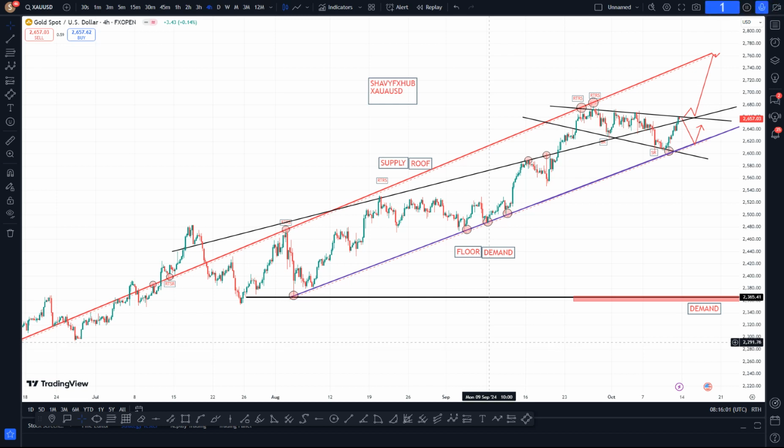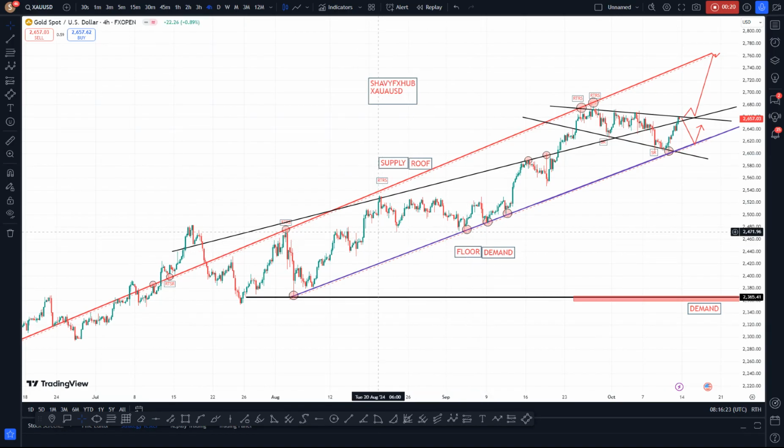We continue X-ray on XAUUSD. As it matters, every mistake counts. So we need to look in detail to see what price is doing. We are concerned about our supply roof. We are concerned about our demand floor.